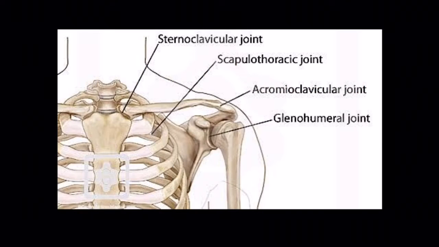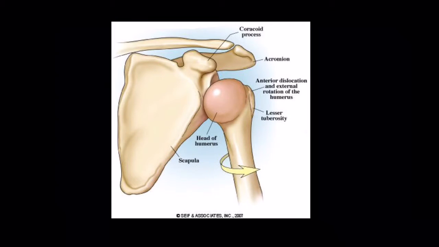The shoulder consists of four joints, namely the sternoclavicular joint, acromioclavicular joint, glenohumeral joint, and the scapulothoracic joint. This video will specifically focus on the glenohumeral joint and the anterior dislocation thereof. Glenohumeral dislocation refers to the disarticulation of the humeral head from the flat glenoid articulating surface of the scapular bone.